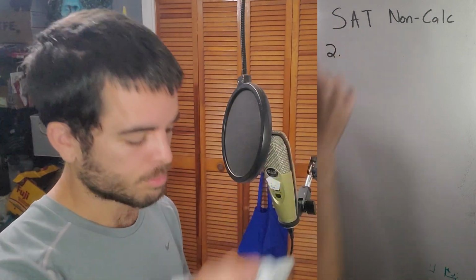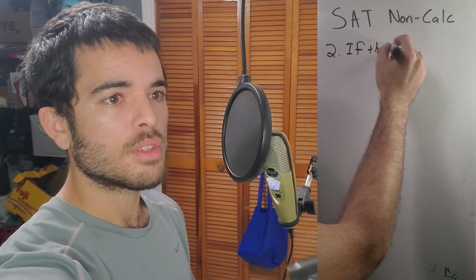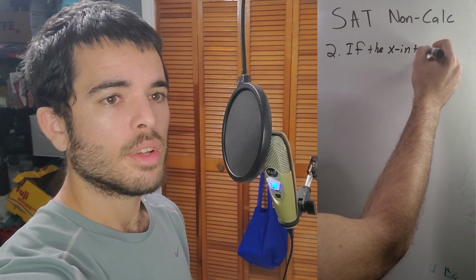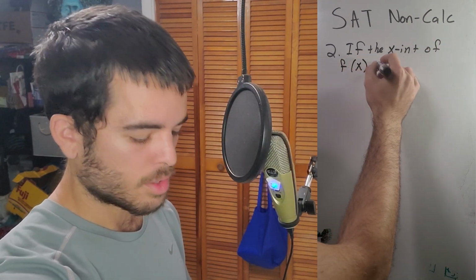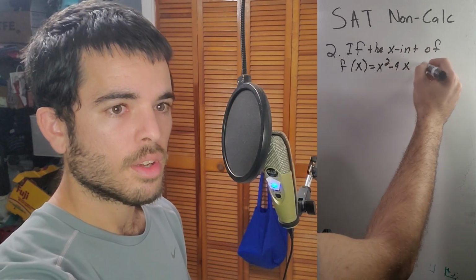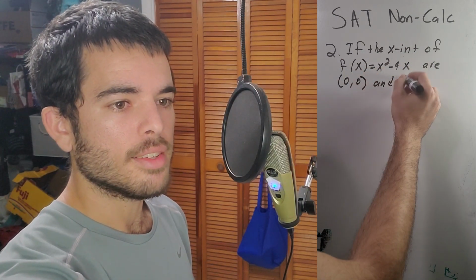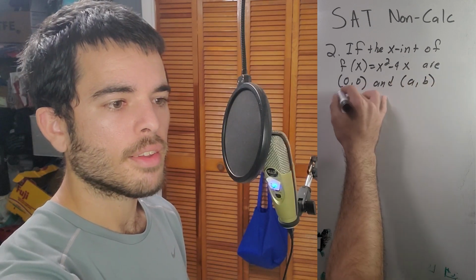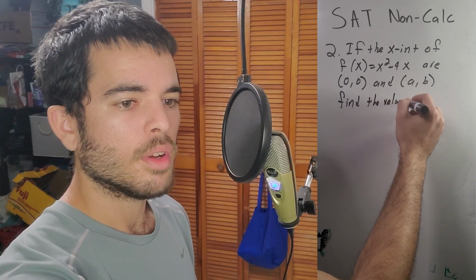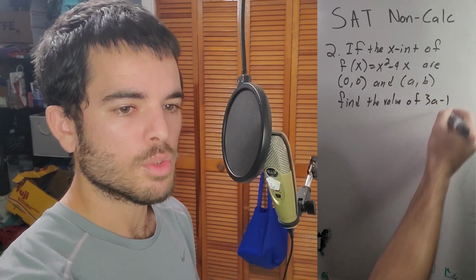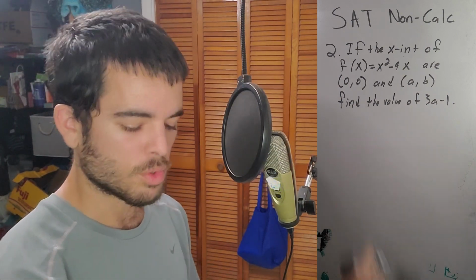Let's go over number 2. Number 2 says, if the x-intercepts of f of x equals x squared minus 4x are (0, 0) and (a, b), find the value of 3a minus 1. So they're asking us to find the value of an expression, 3a minus 1.